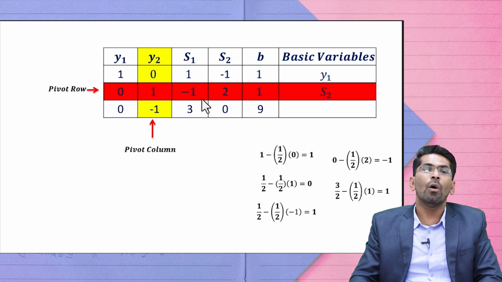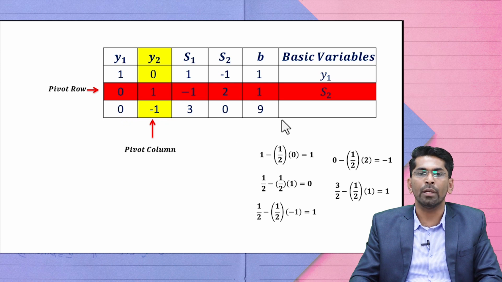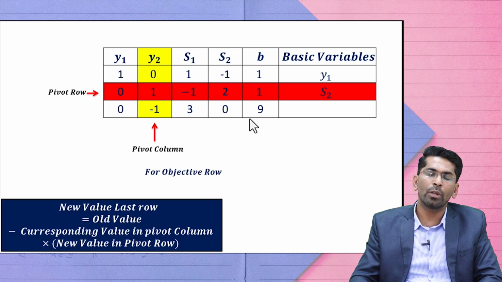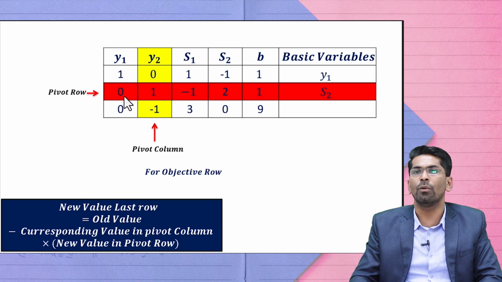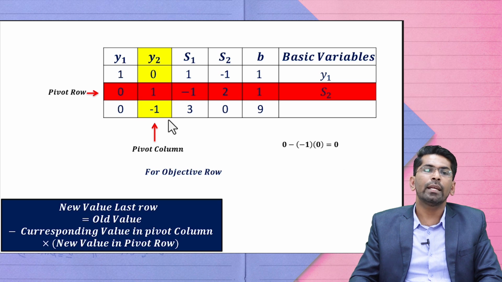Now we have the last row, that is the objective row here. We are going to calculate the new values for the objective row using the formula: the old value minus the corresponding value in the pivot column into the new value in the pivot row. So here the old value is 0, minus the corresponding value in the pivot column, which is minus 1, into the new value in the pivot row, which is 0. So it will become 0 minus minus 1 into 0, which is equal to 0. Similarly, the second element, that is minus 1 minus minus 1 into 1, which is equal to 0.